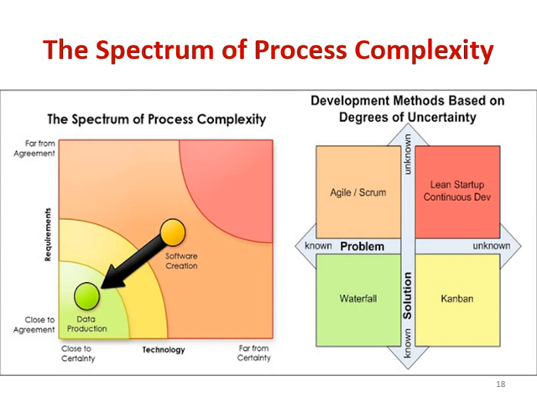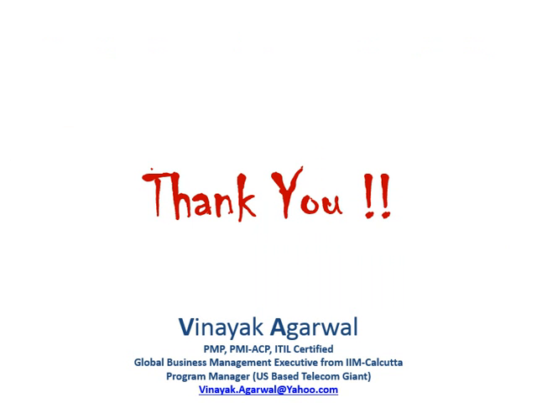But if we are close to certainty and close to agreement, that is the green zone, then it's a simple project. You have your vision clear, so we will go for waterfall. And in between agile and waterfall, you will find a yellow layer, which is for Kanban projects. So that's all for today's session, module 3.